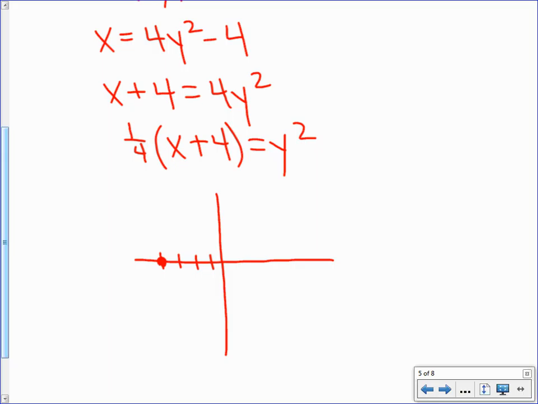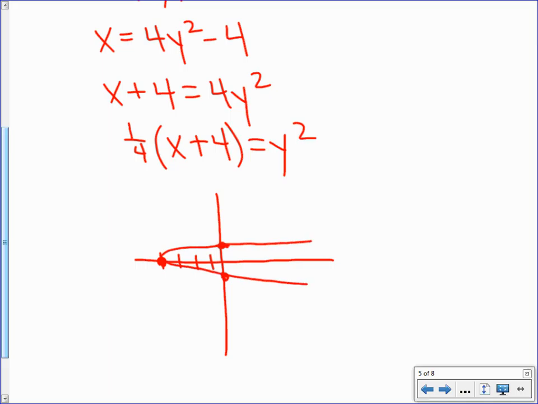You know, with 4p equaling 1/4, that might not be the most accurate way to plot this parabola, right? Plotting little points that are 1/16 away. All right. But if we plug in 0, we're going to get y squared is 1. So y is positive 1 or negative 1. We know we have a parabola.